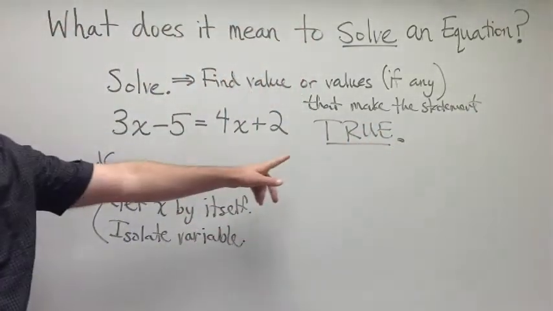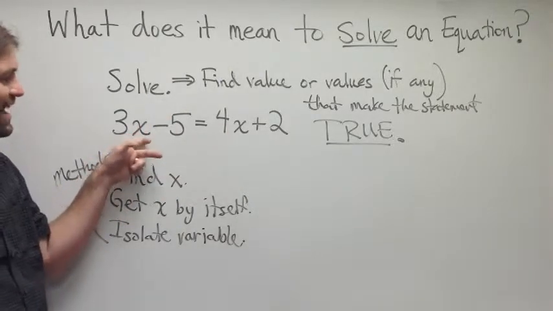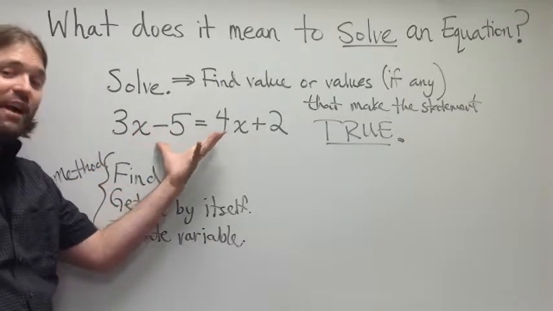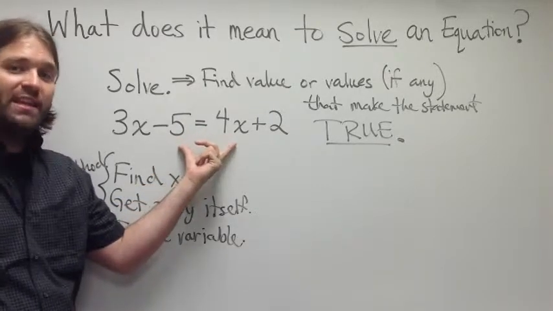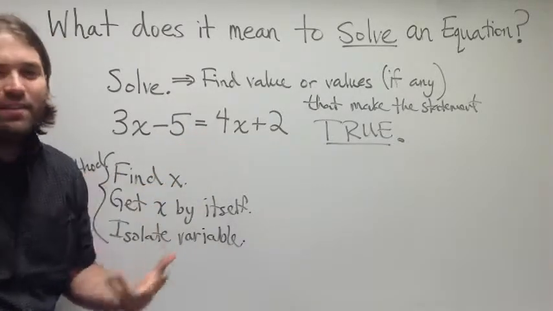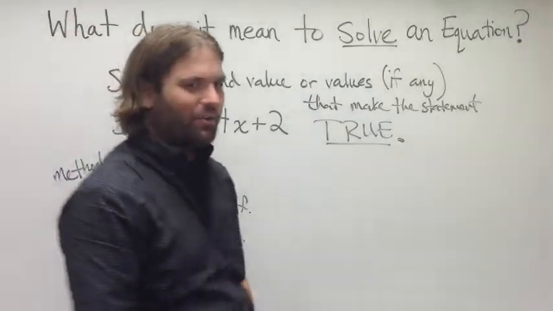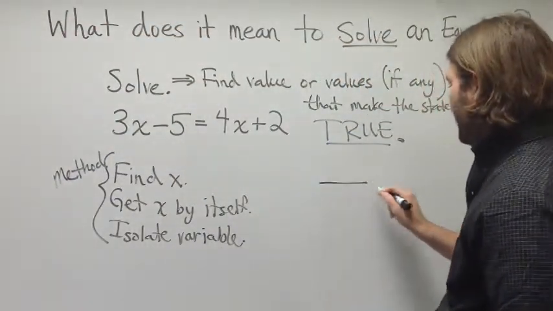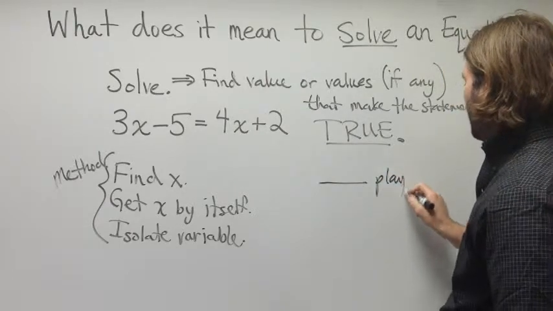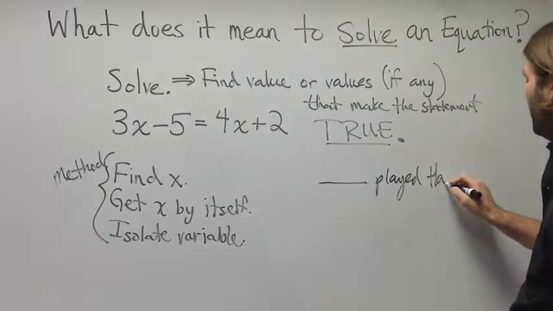This is our overall goal. We want to find the value, or the values, maybe there's more than one, that makes this a true statement. If you want to think about a non-mathematical example, suppose we had this sentence. Blank was the actor who played Harry Potter.